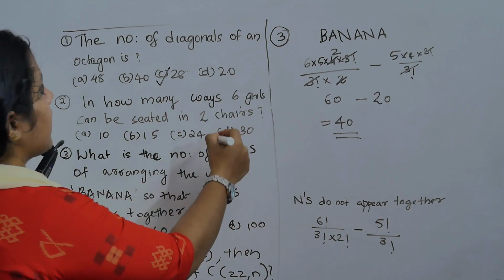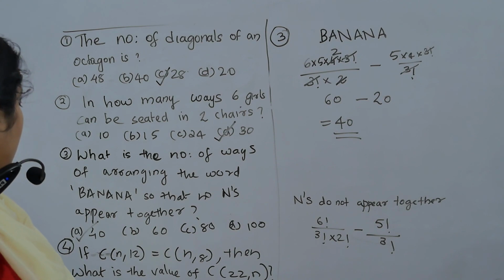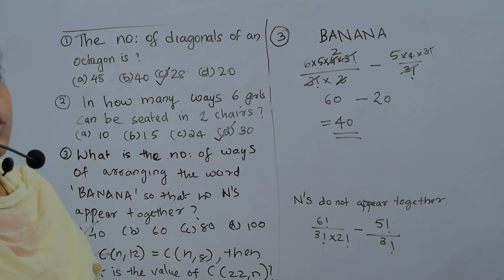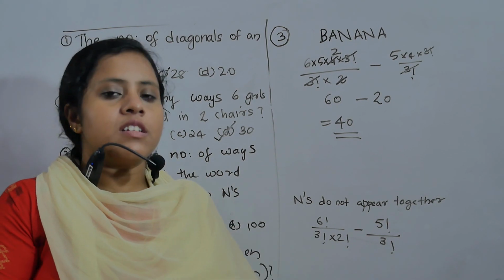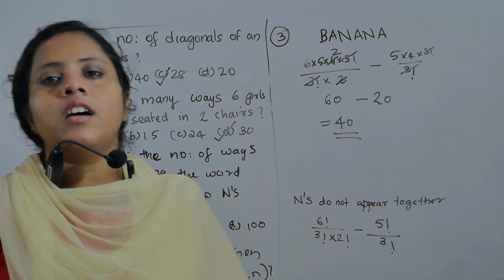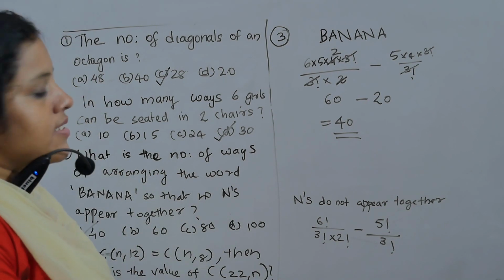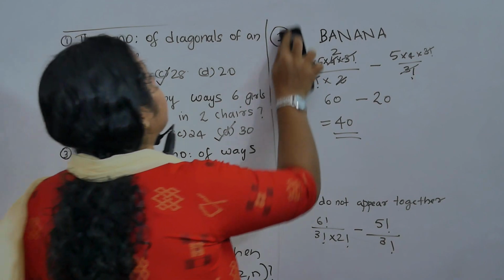So here we will mark the answer. The answer was 30 in our previous question, right? Okay. Is it clear? So in any question, if these things should not come together, anyhow you need to consider in how many ways they are coming together. Okay. Now let's see the fourth question.